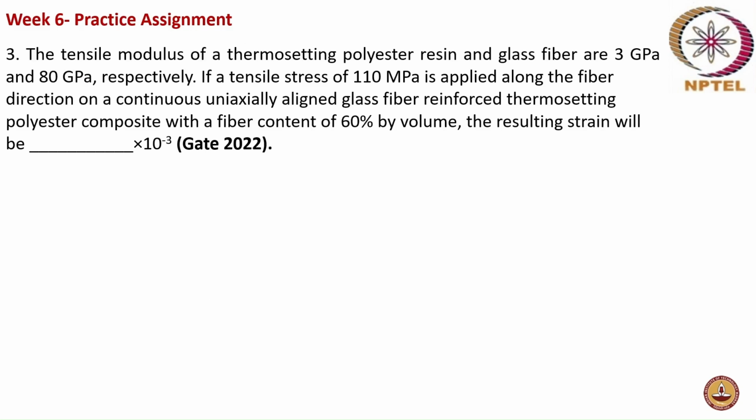The tensile modulus of a thermosetting polyester resin and glass fiber are 3 gigapascal and 80 gigapascal respectively. If a tensile stress of 110 megapascal is applied along the fiber direction on a continuous uniaxially aligned glass fiber reinforced thermosetting polyester composite with a fiber content of 60% by volume, the resulting strain will be dash into 10 power minus 3. This is the GATE 2022 question.